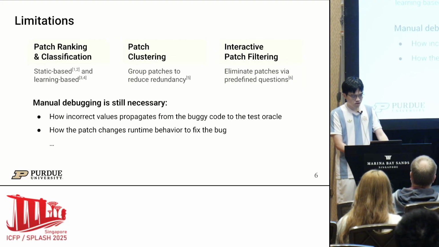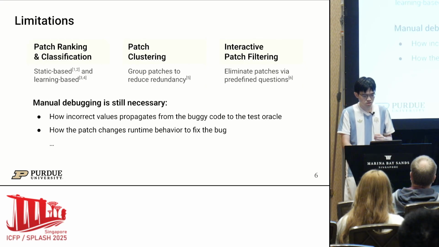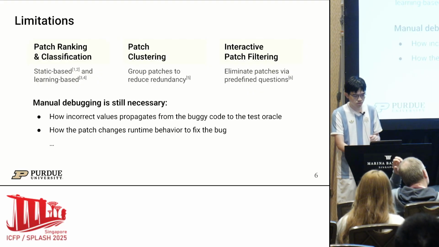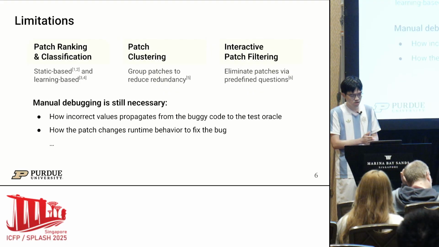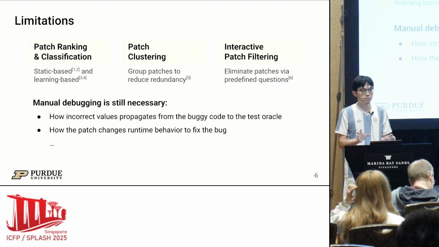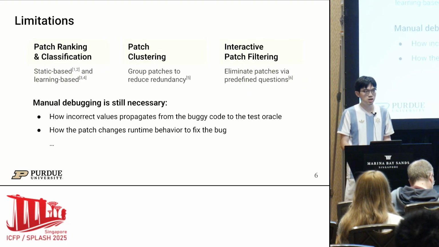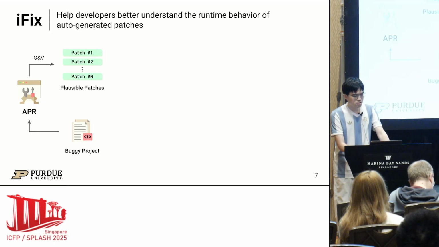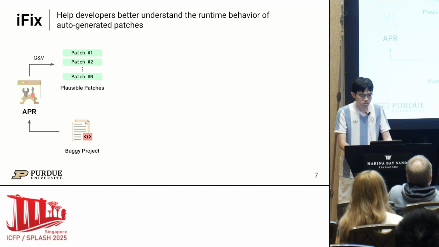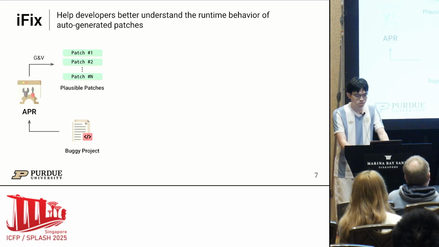While the interactive patch filtering approach does ask developers questions to eliminate incorrect patches, the effectiveness is quite limited because there are only a few predefined questions, and for program execution traces, it only allows side-by-side comparison of two patches at a time. So to bridge this gap, we propose a tool called iFix, an interactive tool that helps developers better understand the runtime behavior of auto-generated patches.